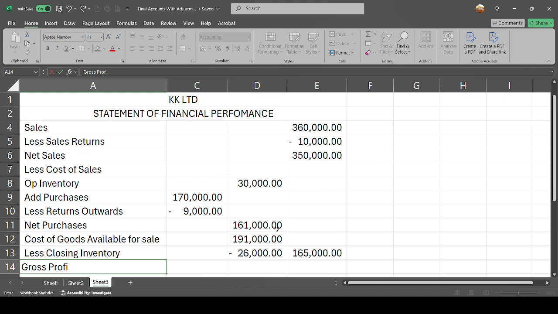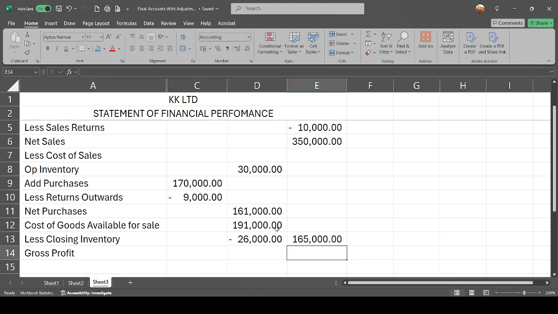Our gross profit is what we have indicatively there. It is 350 minus this 165. So we have our 350 minus 165 there. So that is our gross profit, 185.